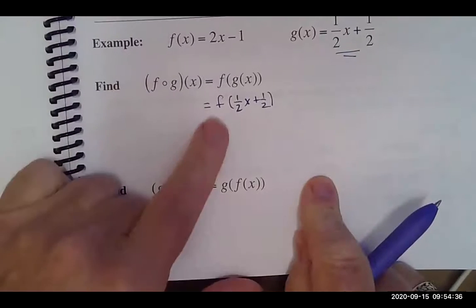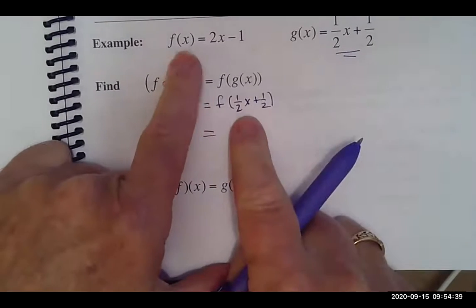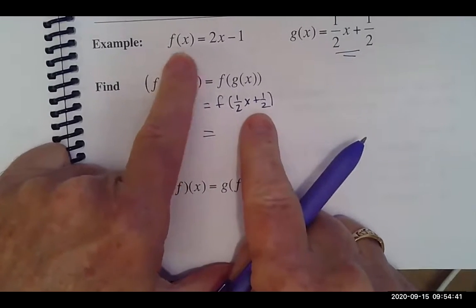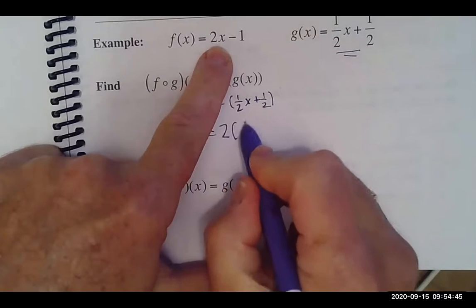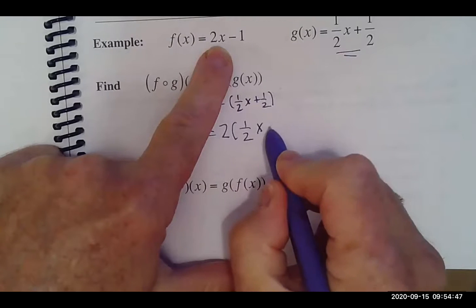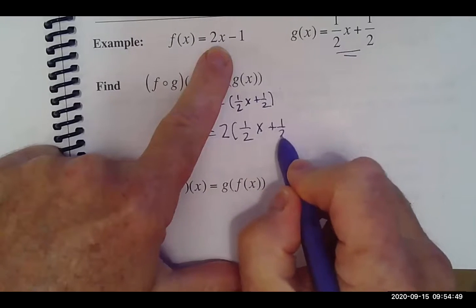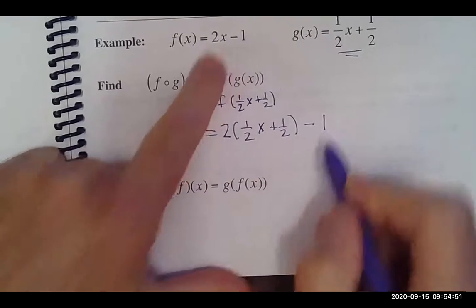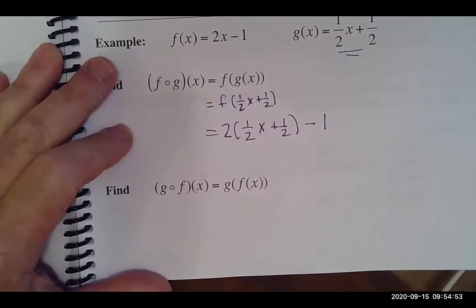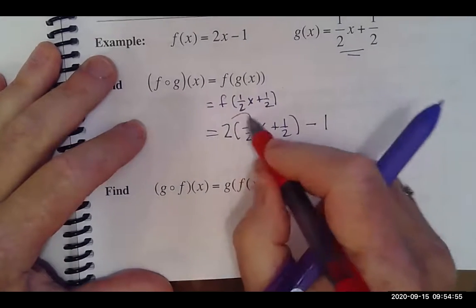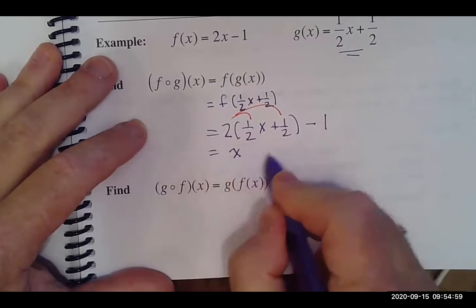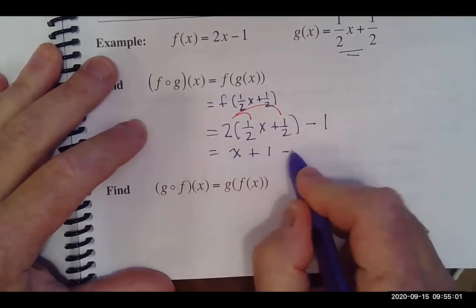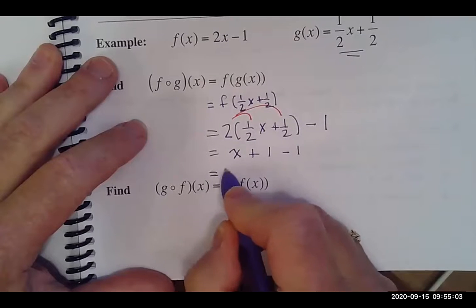And now I'll look for the F function, which is here. So that 1/2 X plus 1/2 is there, but it's also got to be here. And don't forget to subtract 1. And then I'll distribute. And I get plain old X plus a 1 and a subtract a 1. And then I'm down to X.